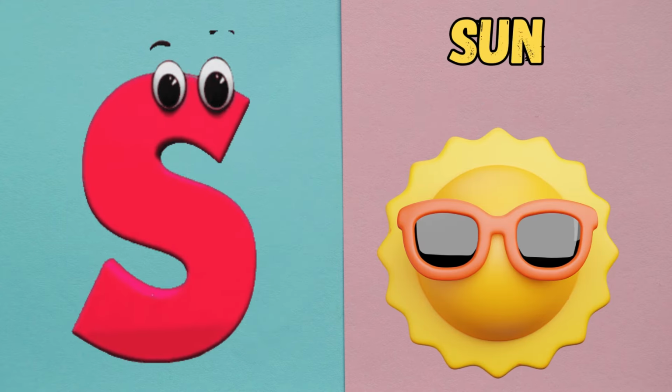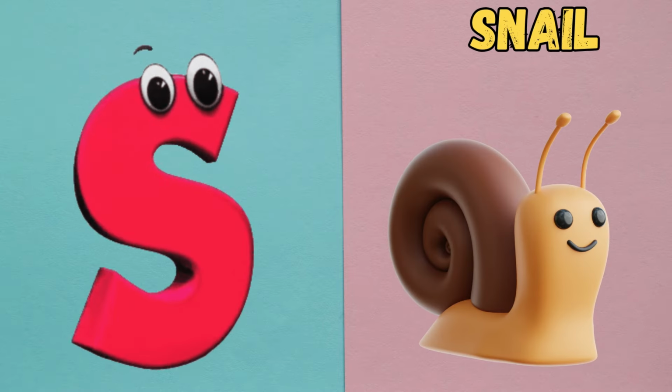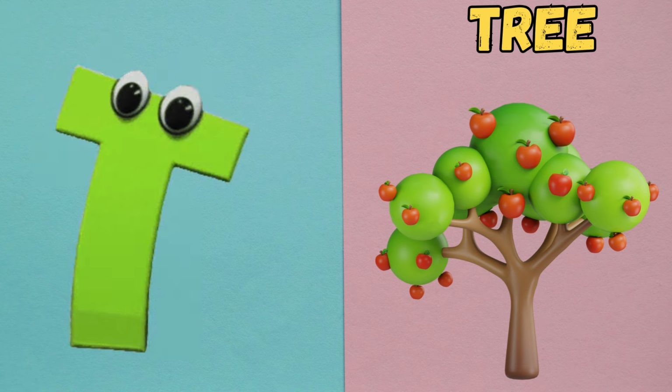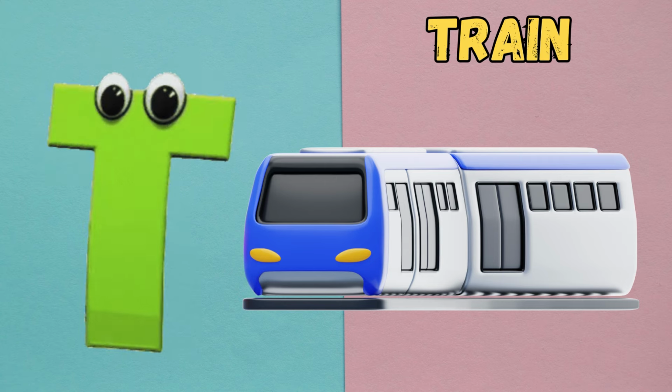S is for sun, s, s, sun. S is for snail, s, s, snail. T is for tree, t, t, tree. T is for train, t, t, train.